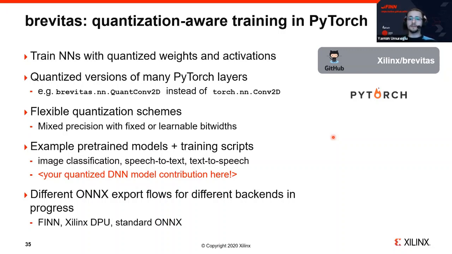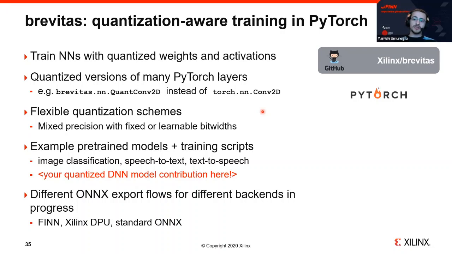The way the user sets this up is by using quantized versions of standard PyTorch layers. So for instance, you'd be replacing your Conv2d layers with QuantConv2d layers that are actually coming from Brevitas, and then specifying the desired quantization. On that aspect, when it comes to specifying the quantization itself, Brevitas is quite flexible. It lets you do things like mixed precision layers whose bit widths for weights and activations can be different between layers, and they can be set manually or, for instance, learned with backpropagation.